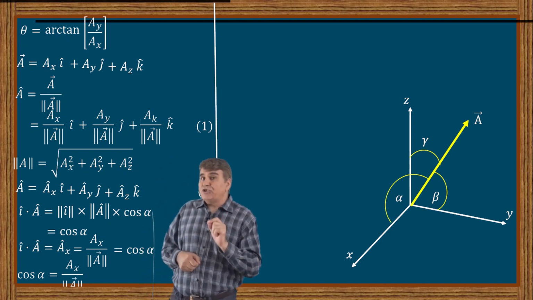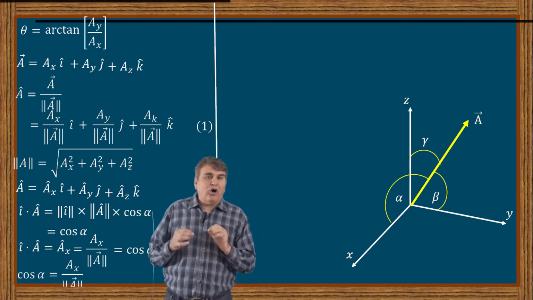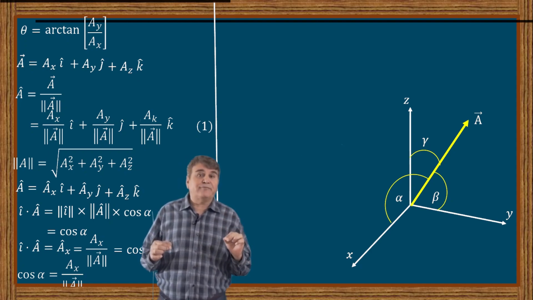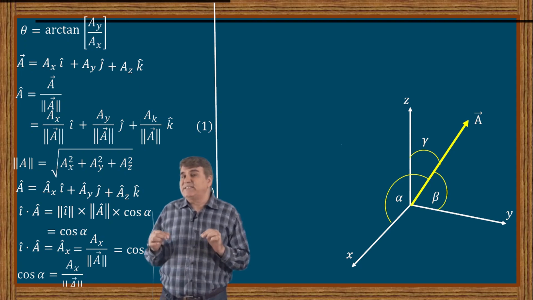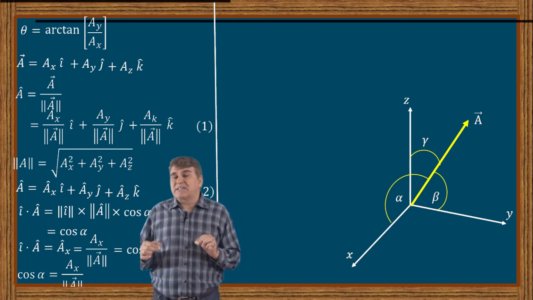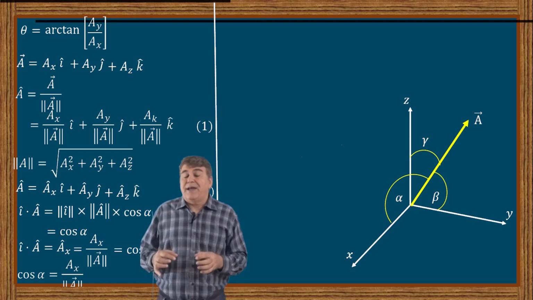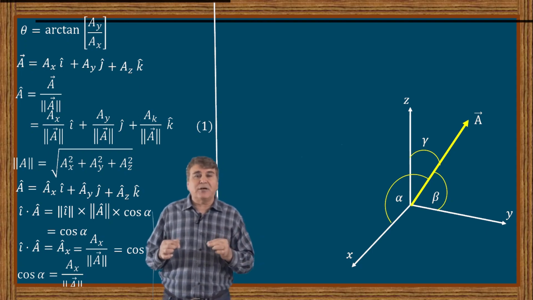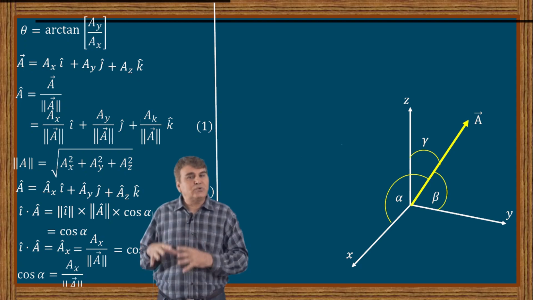So the direction of a 3D vector cannot be described in terms of a single angle like in the case of a two-dimensional vector. Rather, the direction of a 3D vector is described in terms of direction cosines. And the direction cosines are exactly expressible in terms of the ratio of the components of the vector to the norm of the vector.